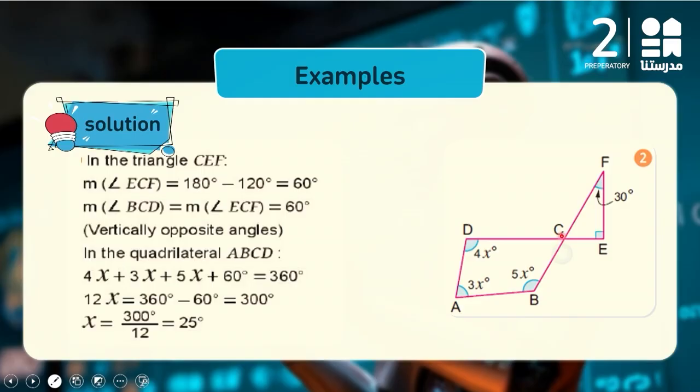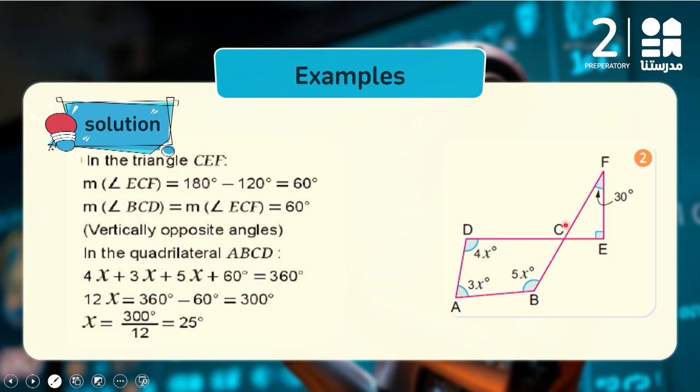Let's look at the next one. We have this figure. It's formed from two shapes. We have a triangle CEF and a quadrilateral ABCD. Let's look first at the triangle CEF.